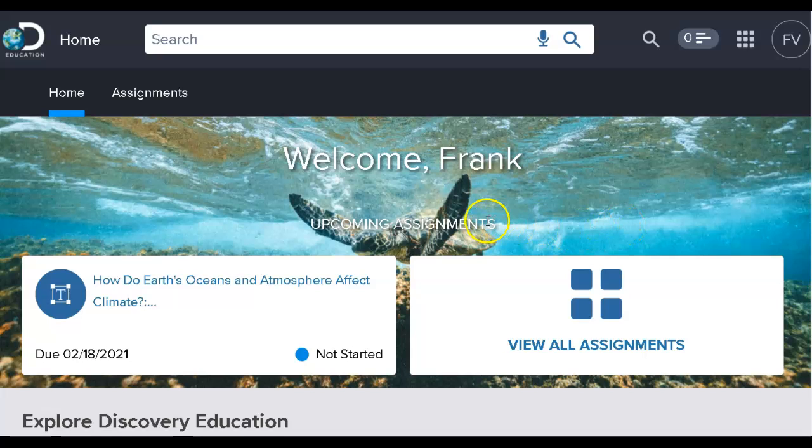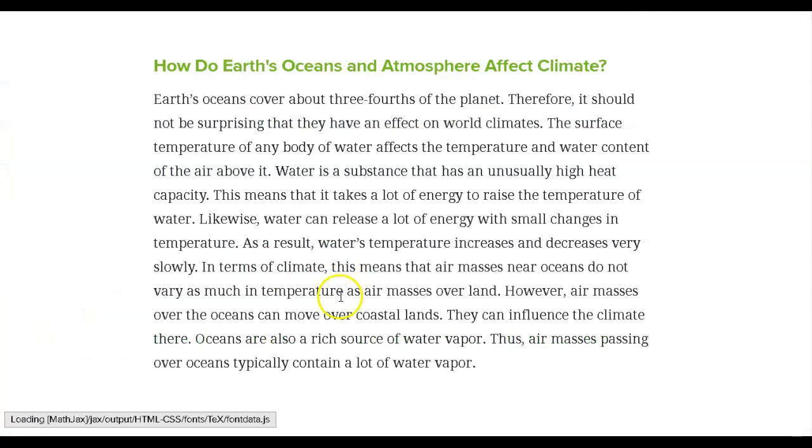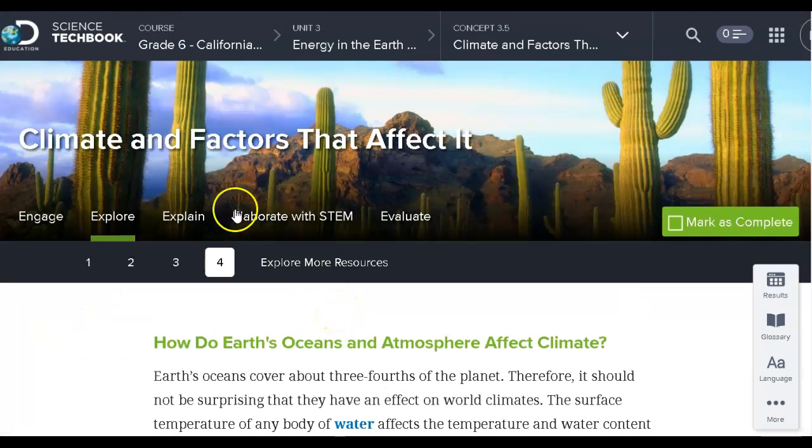Okay, so here we are. For this unit, we are going to be studying how Earth's oceans and atmosphere affect climate. When you log into Discovery Education, click on that link, and make sure it brings you right to Explore page 4 of the Climate and Factors That Affect It unit.